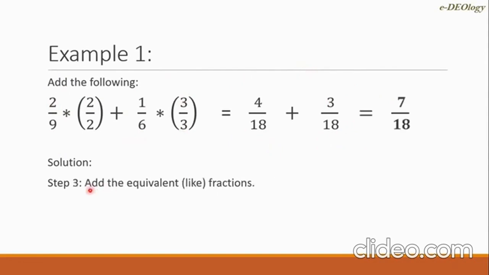Then in step 3, we're going to add now the fractions. Eventually they are now like fractions. So the final answer is 7 over 18 because 4 plus 3 is 7, and then we copy the common denominator.